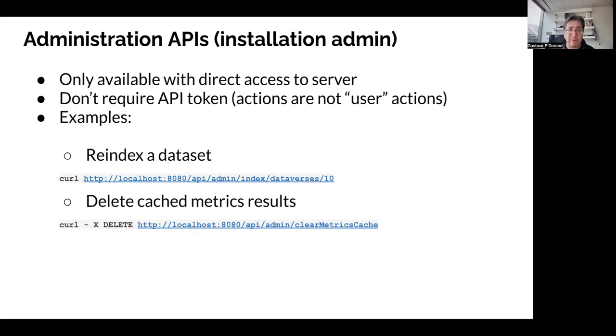They typically don't require an API token because these are not really user actions. They're more system actions. And so here we see a couple examples, how to reindex a dataset or how to delete cached metric results. They're both under the api/admin group, and that's because, again, they are restricted to being on the local server. And you notice, again, that's where the URL has changed. Instead of going to demo.dataverse.org, because we can't do it from our laptop, we actually are logged into the machine and just calling localhost because we're calling it directly from the machine we're on.